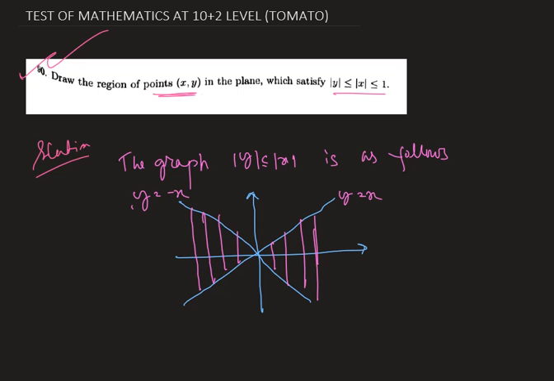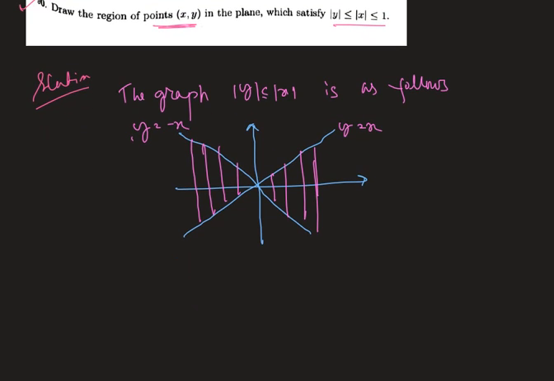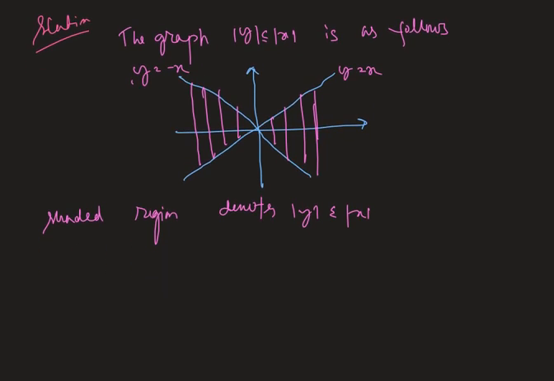The shaded region denotes |y| ≤ |x|. Now the graph of |x| ≤ 1 is as follows.